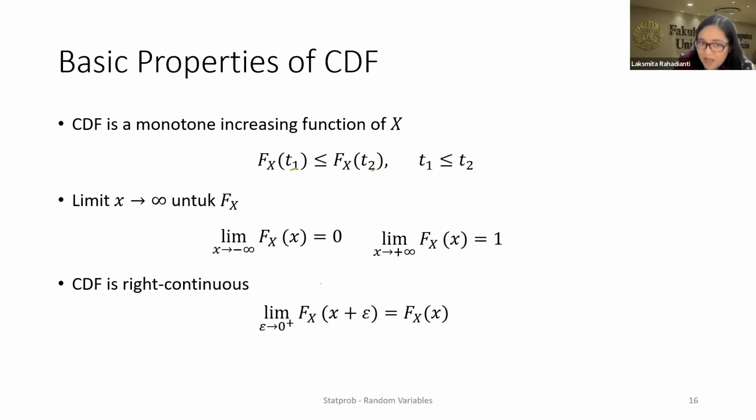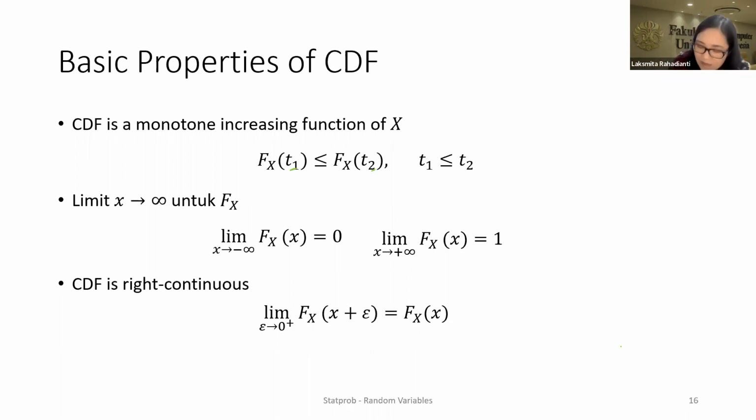Then the limit of x approaching negative infinity is equal to 0, and approaching positive infinity is equal to 1. That basically means that we're going to start from 0 because it's cumulative, right? We start from 0, and at the end, it will add up to 1. The sum of all of the CDFs will eventually end up at 1. The largest value possible is 1.